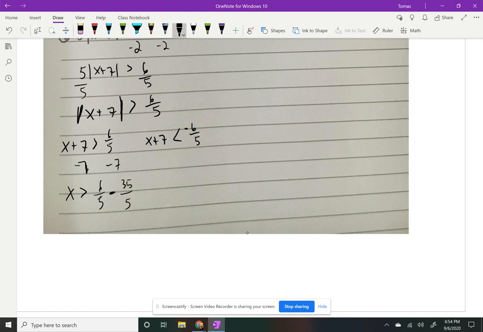35 over 5. And the reason why I put 35 is because 7 times 5 is 35. So how many 5s go into 35? 7. So this is equivalent to 7. So we have x is greater than negative 29 over 5, and minus 7, minus 7, so this would be negative 35 over 5. x is less than negative 41 over 5. And again, that's going to look like in between two numbers.